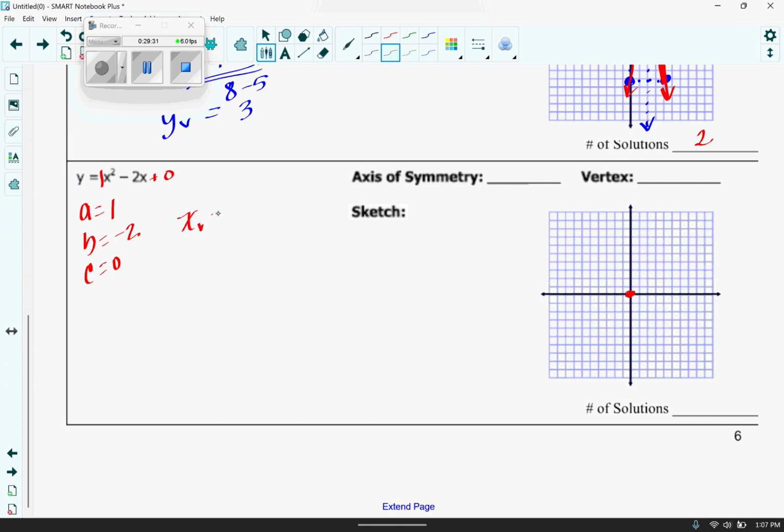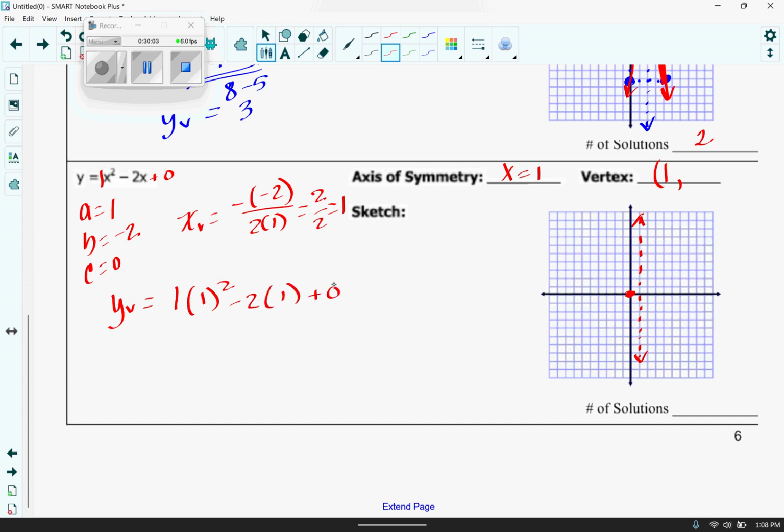X value of the vertex is opposite of the b value over 2 times the a value, which gives me 2 over 2, which is 1. X equals 1. So at 1, I have my axis of symmetry. 1 comma something. So now if I plug in 1, the y value of the vertex is 1 parentheses 1 squared minus 2 times 1 plus 0. That gives me 1. 1 times 1 is 1 minus 2 plus 0. So it's going to be negative 1.